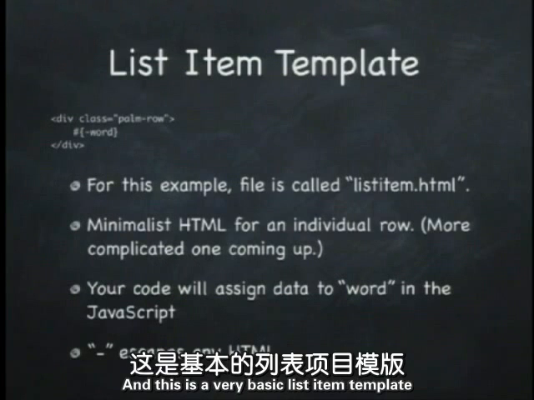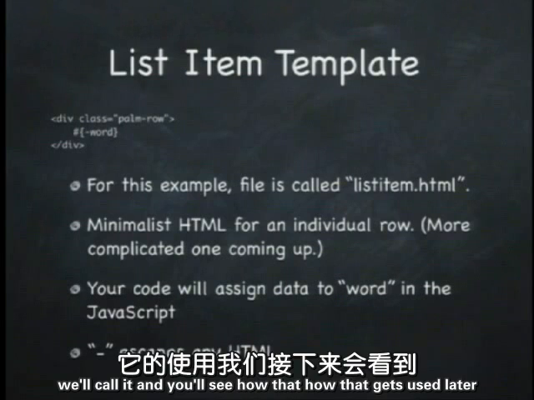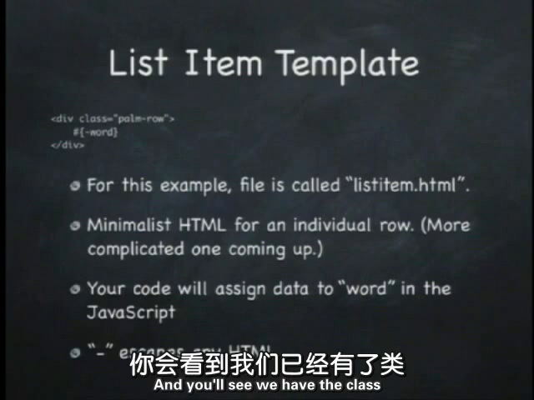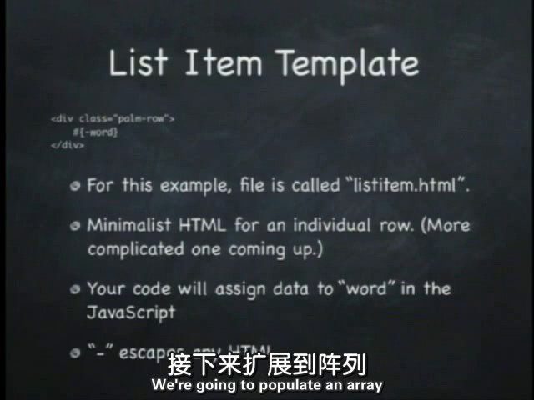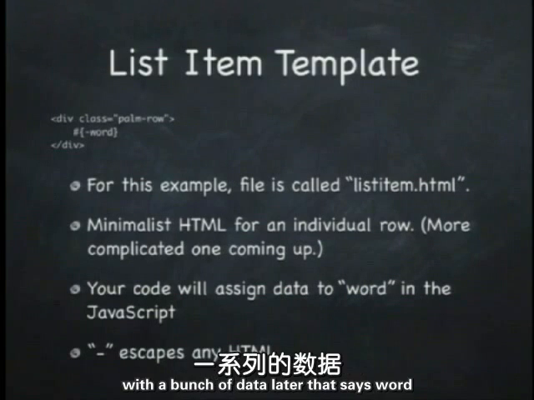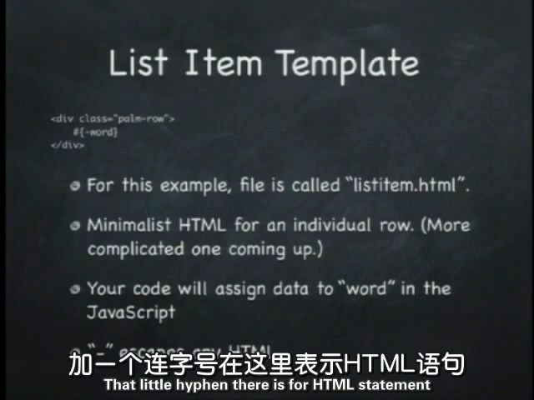Here's our list item template, and this is a very basic list item template. This is another file, listitem.html we'll call it, and you'll see how that gets used later. And you see the class is POM row, and we have pound brackets dash word. We're going to populate an array with a bunch of data later that says word colon and then a string of some sort. That little hyphen there is for HTML escapement.